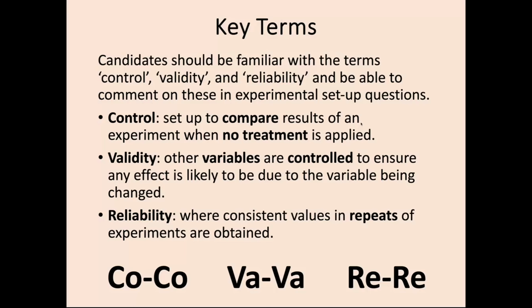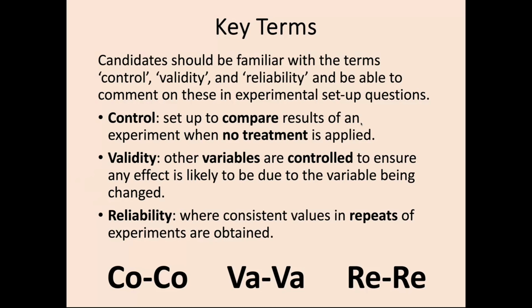Validity, so other variables are controlled to ensure that any effect is likely due to the variable being changed. Okay, so we change one variable and we measure one variable, and every other variable has to be kept constant and controlled throughout the whole experiment. So again, we'll talk more about validity in a few moments, and how we would apply that to questions in the exam.